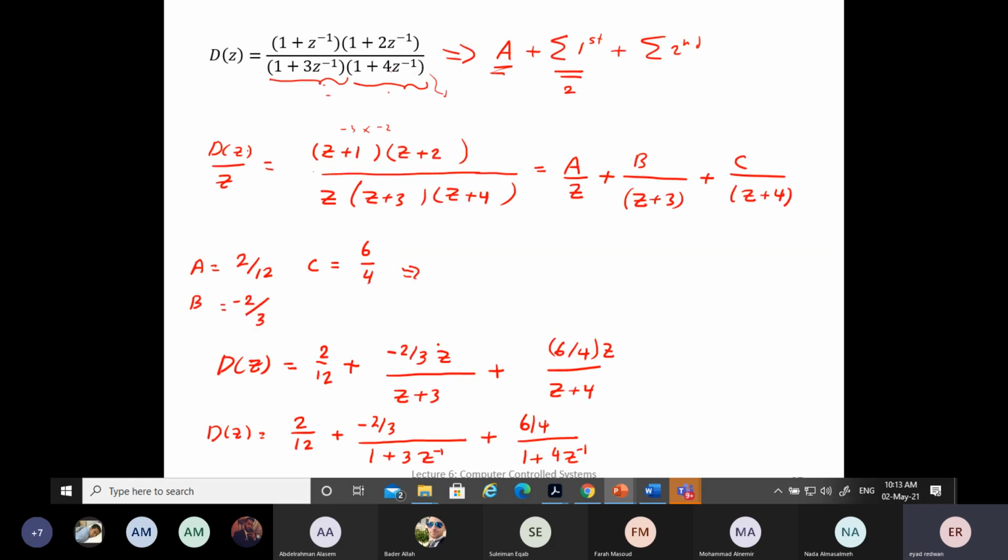When I come to do the implementation of these terms, the first term is the constant, the second is the first order term. Let's implement one of them, which is minus 2 over 3 over 1 plus 3 z inverse. Now this is again, as we said, this is g1 of z, for example.